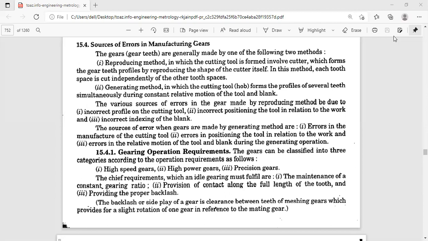You have seen in the table. That's also very important. So all the three parameters, like here, you have seen in the generative method also, the errors in the relative position of the tool and the blank during the generative operation. You do not have to say during the operation, but because it is a generative method, it is the generative operation. So what are the gear operation requirements? Before going to the gear measurements or elements of gear measurement, we'll just try to finish off the gear operation requirements in this class, 10 minutes, and then start afresh the spur gear measurement.